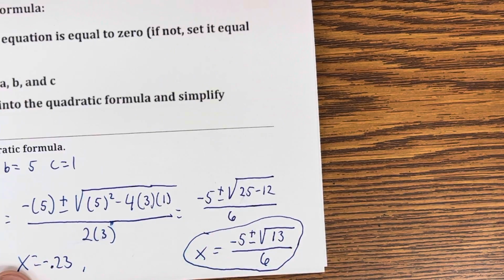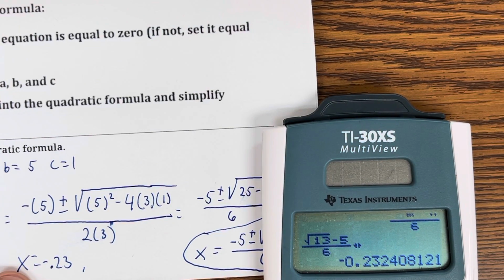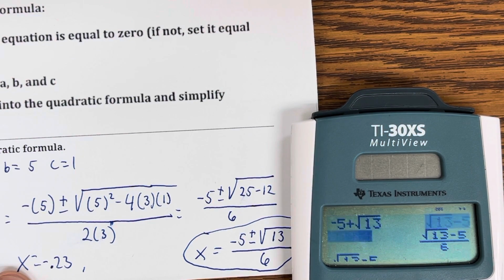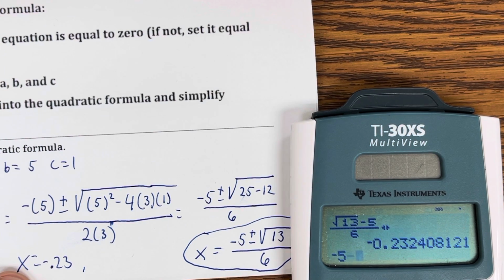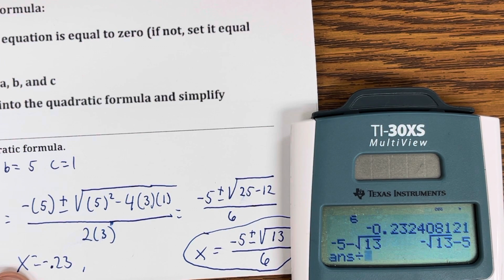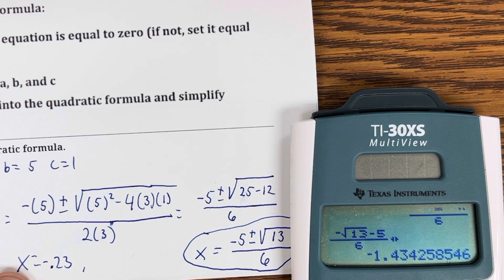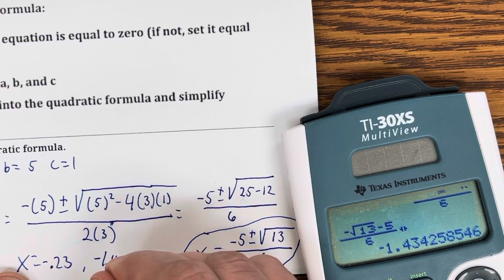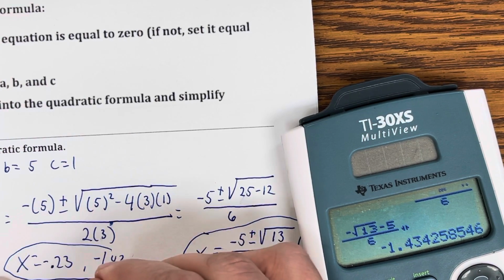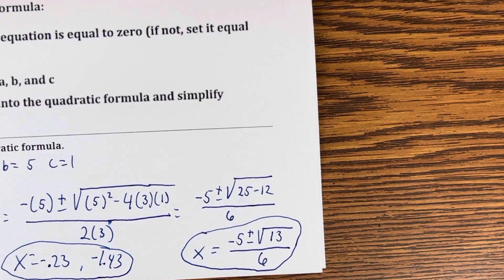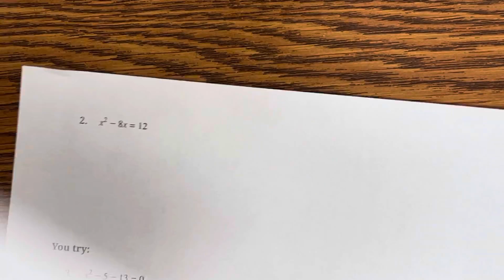And the other one, we just have to do that with a plus sign. Or did I do a plus sign on that one? I don't remember. I did a plus. Now I have to do minus. So negative 5 minus the square root of 13, enter, divided by 6, enter, and convert it. We get negative 1.43. So that is both the exact answer and the decimal approximation. So make sure you read the instructions on whether it says to use the exact form or if you're finding a rounded decimal, okay?